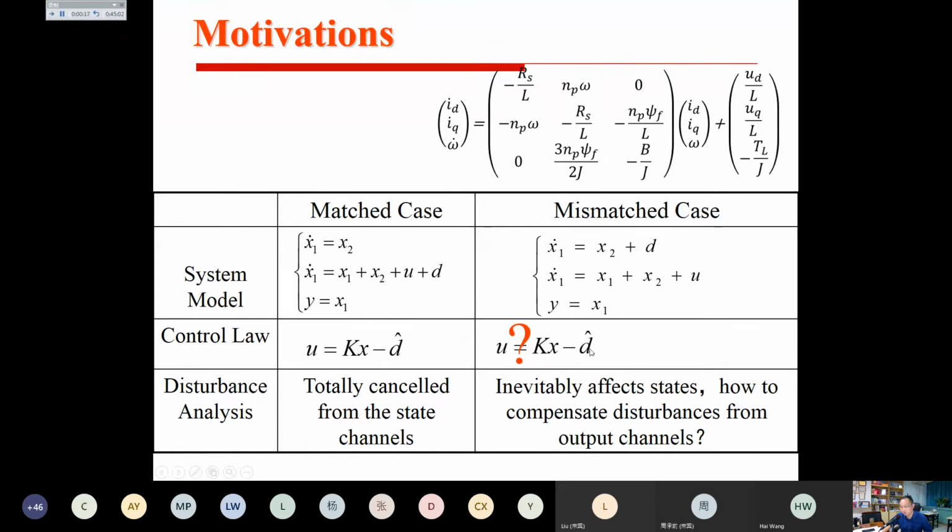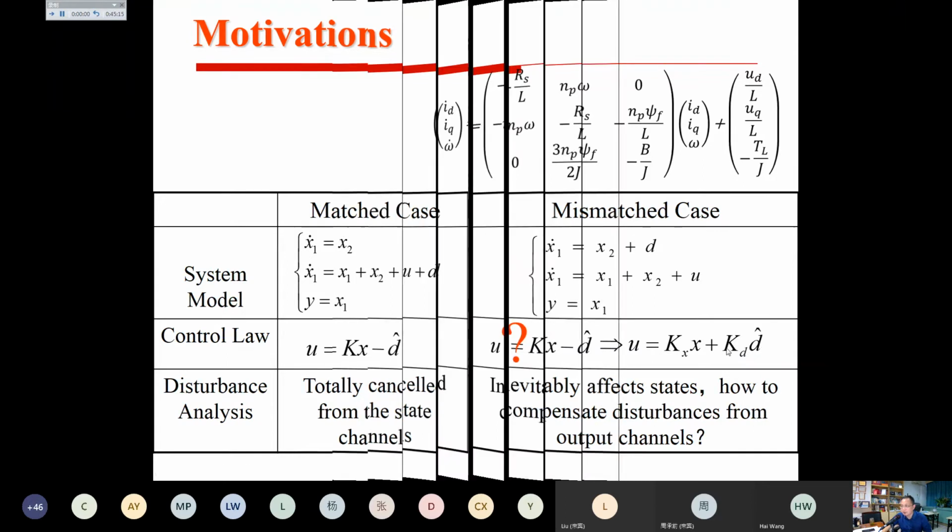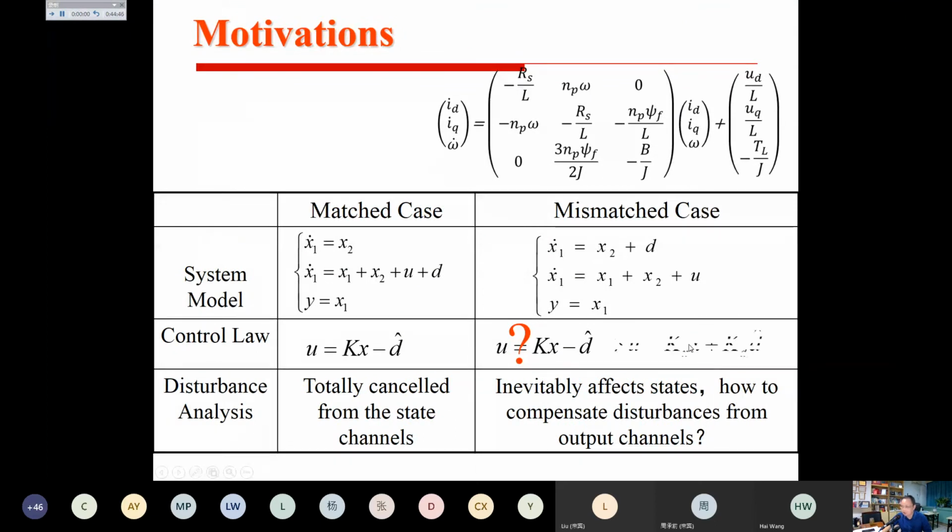So in this case, according to our paper, you have to introduce a specially designed KD, the compensation gain for the disturbance estimate. And in the general case, in the mismatched case, the KD will reduce to -1. Then it will include the matched case, right? So the more general one is that no matter which equation or which channel the disturbance is in, whether it is different from or the same as the control input, we have a way to compensate it well. So it's called the mismatched case solution.